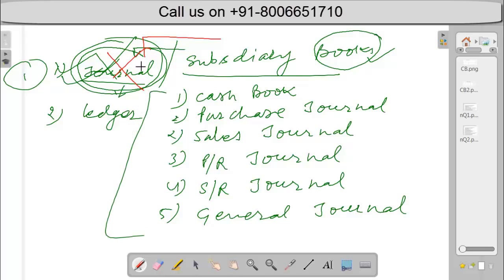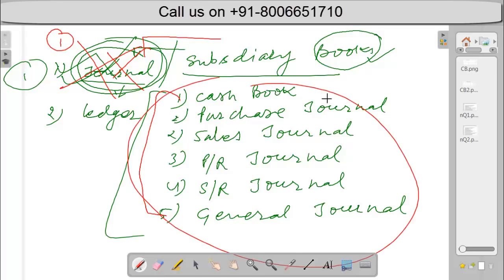So the final conclusion is what? In a large business, where the scale of business is large, we will not maintain a single journal. Instead of maintaining one journal, we will maintain how many journals? 5 journals. And these journals are collectively known as subsidiary books. So today I am going to explain the cash book: what is the cash book, what is the format of the cash book, and how to record transactions in the cash book.